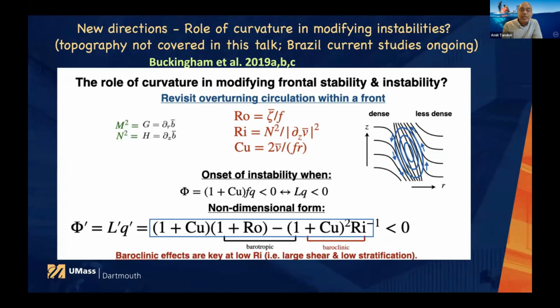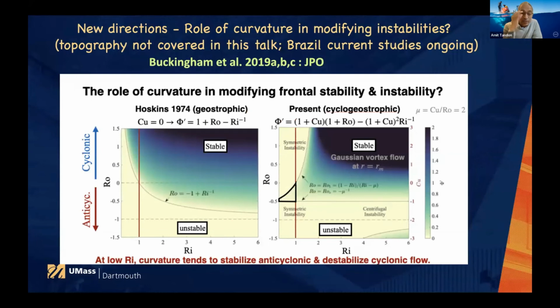The interesting thing is, if I was thinking of a linear front, which is on the left-hand side, then the anticyclones are always almost unstable, even at large Richardson numbers. And the stability boundary is shown here for cyclones and anticyclones on the left-hand side. But now if you begin to introduce curvature, then some very interesting and even counterintuitive effects happen.